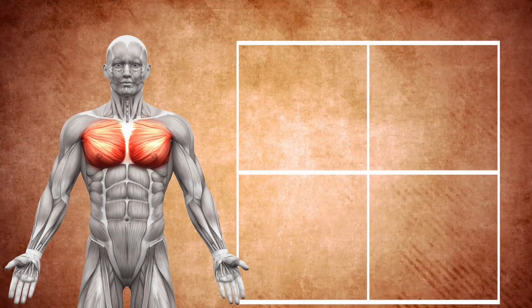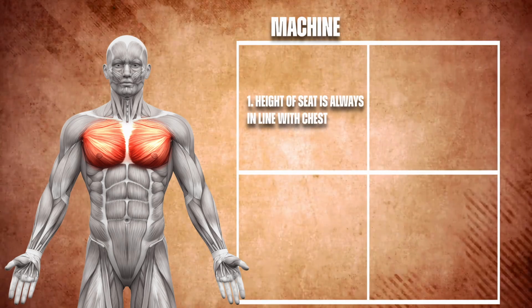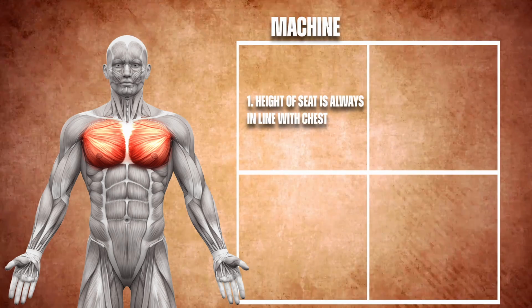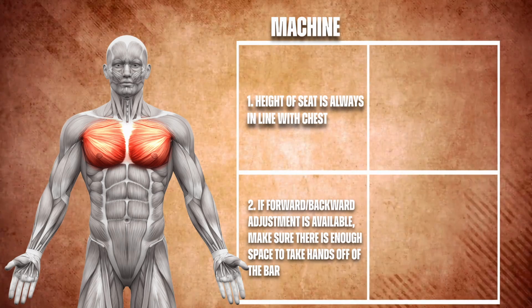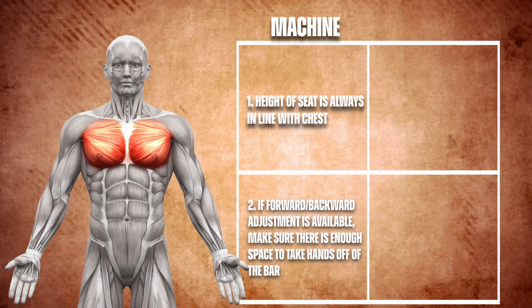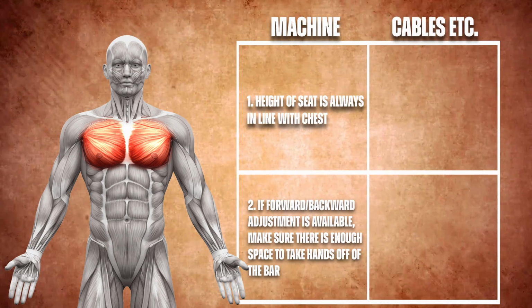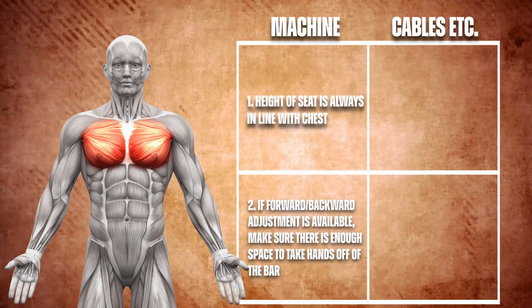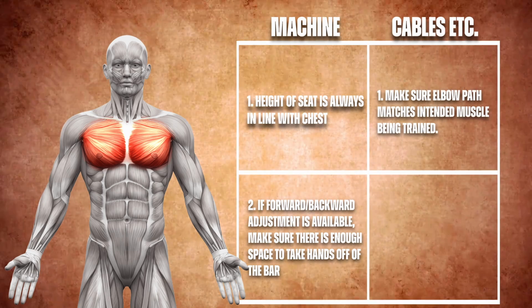Let's go over the simple summary here. When we chest train on a machine, we want to make sure that the height of the seat is always in line with our chest. And if we can adjust the seat forward and backwards, we always want to make sure that we have a little space to take our hands off of the bar. We don't want it to be too far back and give excessive range of motion to any one exercise. If we're going to be hitting this with cables, dumbbells, or any other medium, we want to make sure that we are intentionally hitting the aspect of the chest that we want and our elbow path matches that.